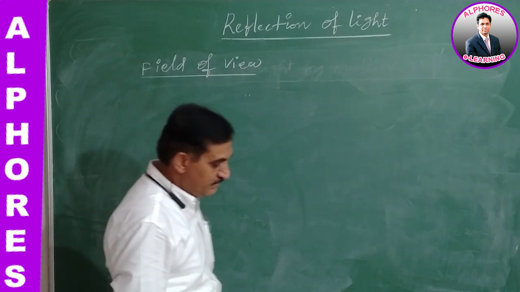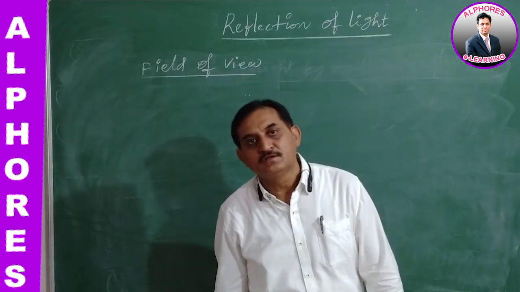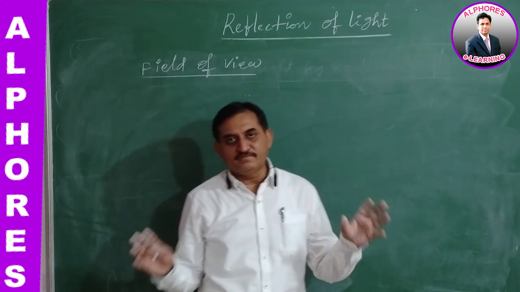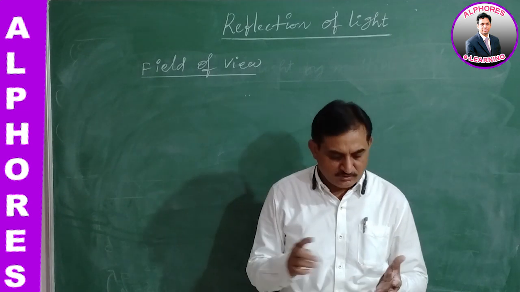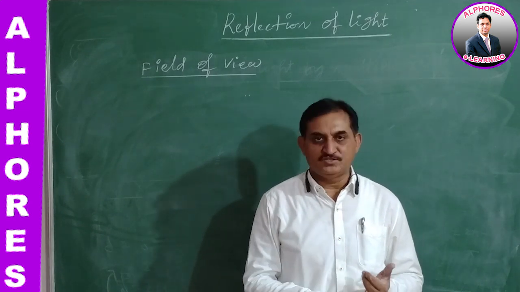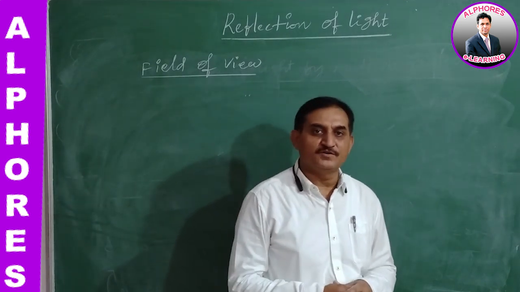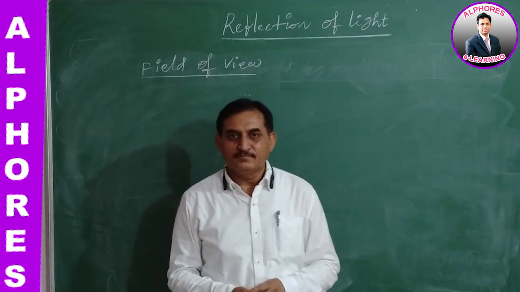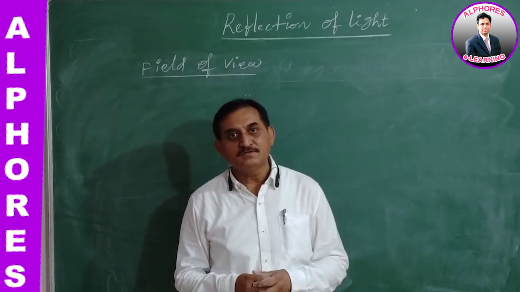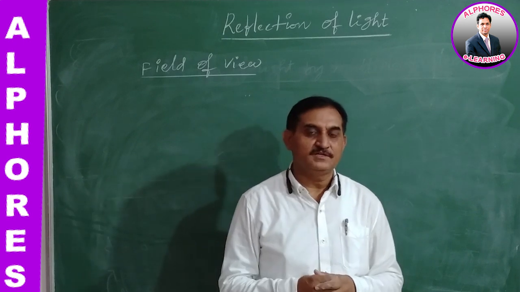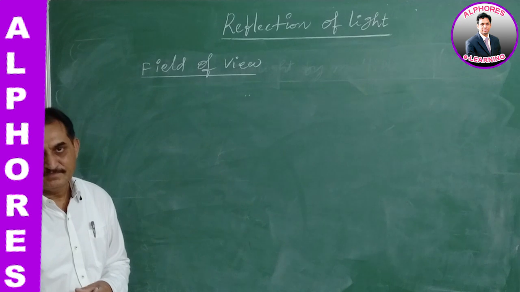Field of view. What does it mean? Field of view is the region where the diverging rays coming from the object or the image are present. Field means the region where the diverging rays must be present in order to see the object or the image.